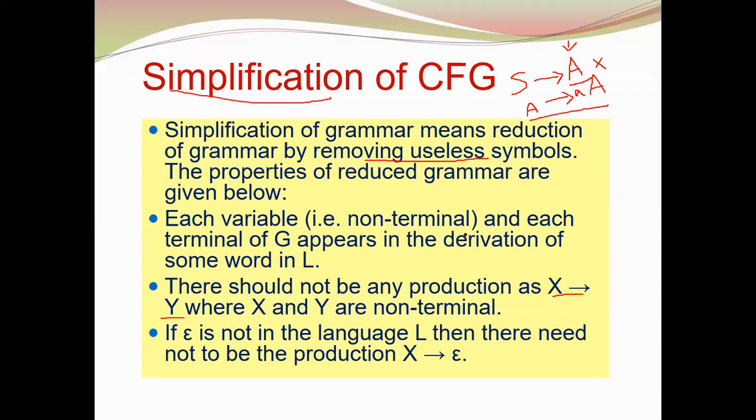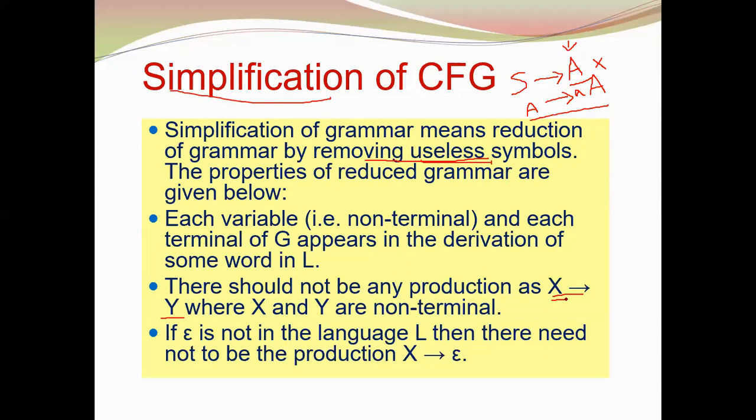The first one is remove the useless symbol. Useless symbol is nothing but the symbol which is not used in the particular grammar or further steps, or further is not able to derive any string. Those particular symbols are called useless. The second one, how to remove the unit production. Unit production is nothing but X tends to Y, that is non-terminal tends to non-terminal.